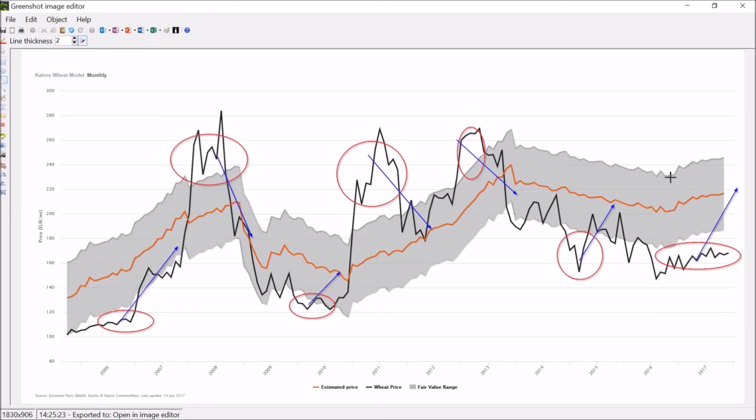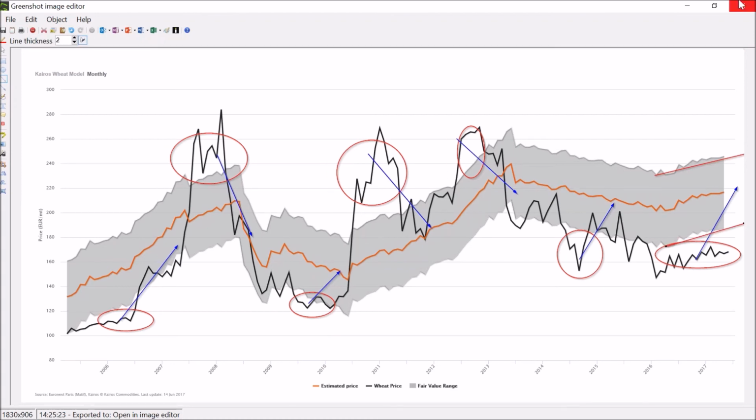Currently, not only is the price below the grey area, but the equivalent price is also rising, so you do have a double whammy effect. The regression model is used to form the targets that you see in the long-term and short-term forecasts.